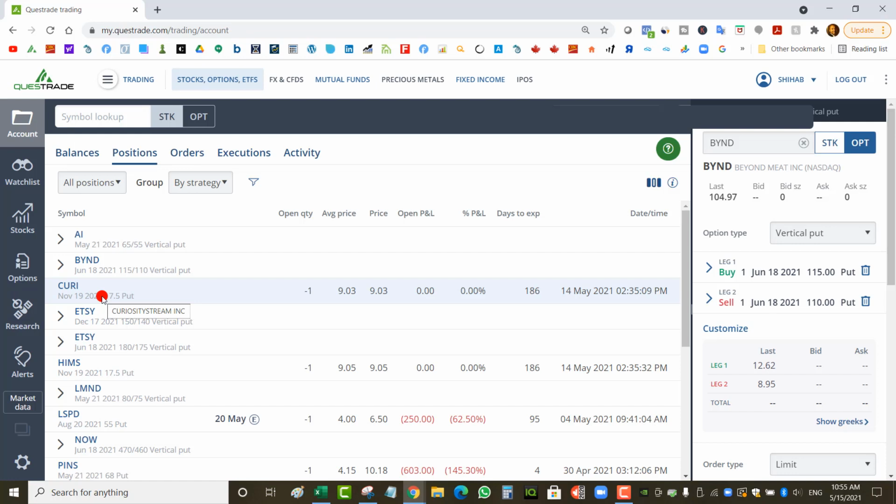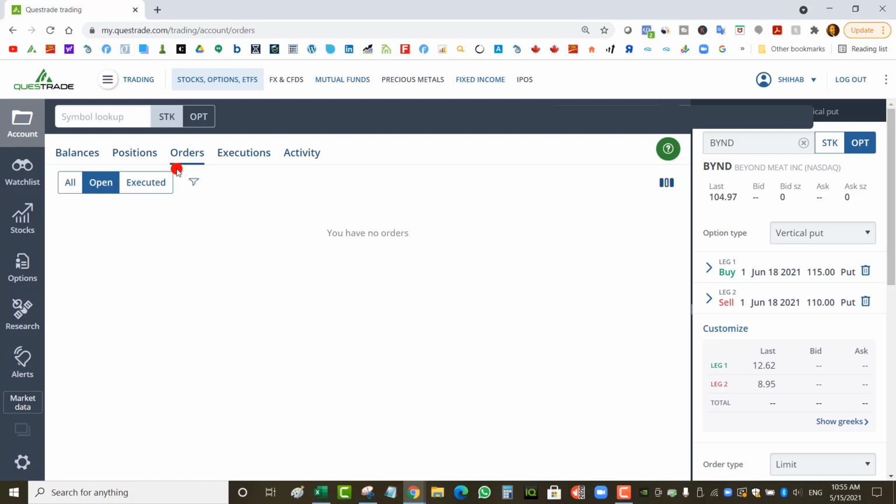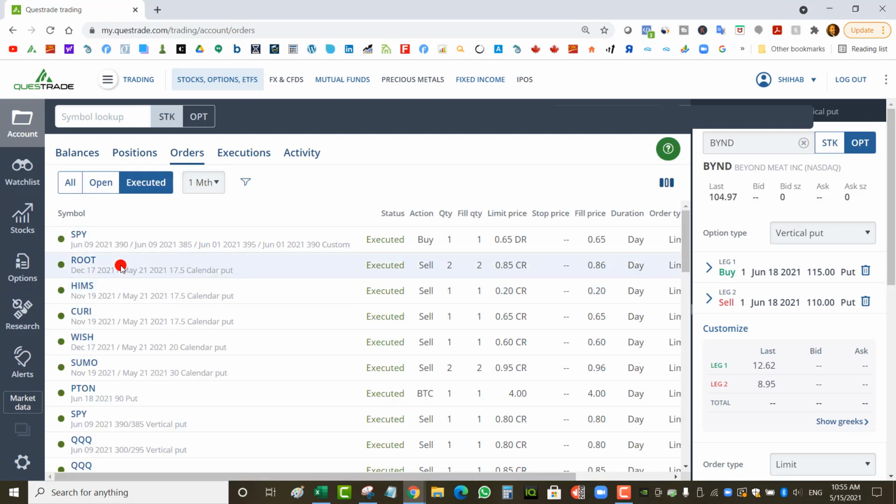Curry was a naked put that expired May 21st. I just rolled it yesterday to the same strike. So I had a 17.5 strike expiring May 21st. I rolled it for the same strike, and I collected an extra credit of 65 cents, but I went from May to November, so that's very far. But I collected an extra credit, which brings my break even lower.